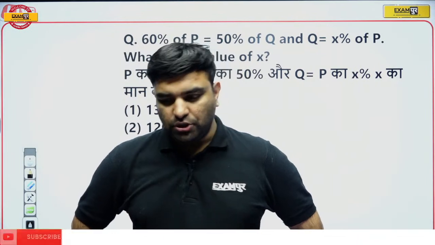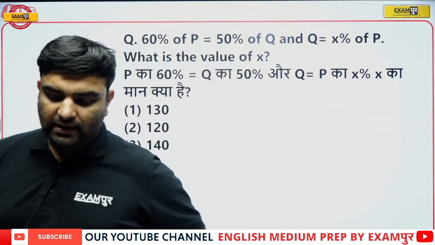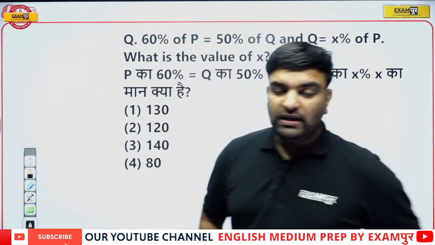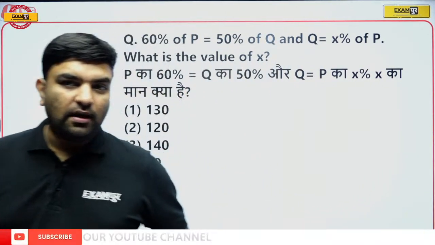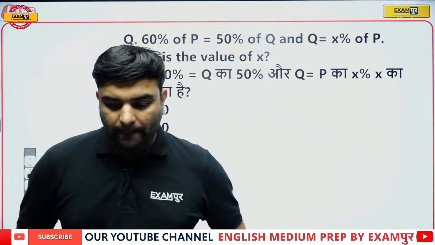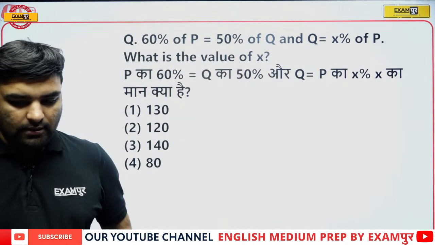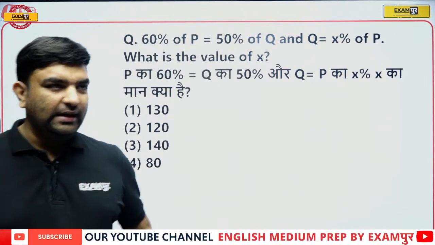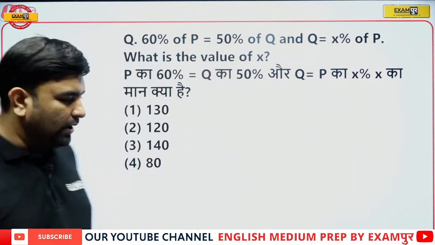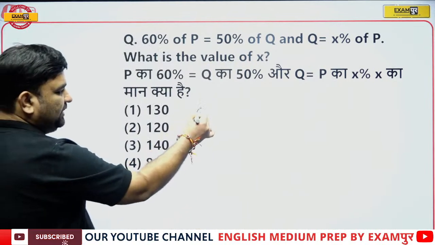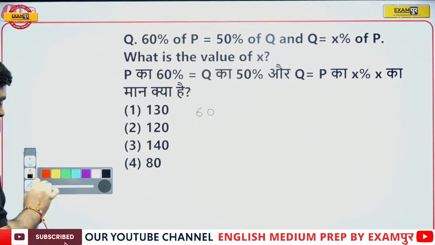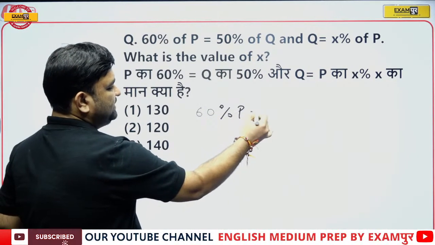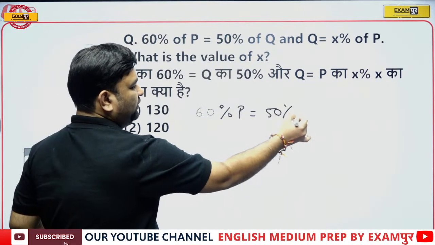This is the first question of the day. 60% of P is equal to 50% of Q. Q is what percent of P? I think that is looking a pretty easy question. 60% of P is equal to 50% of Q.